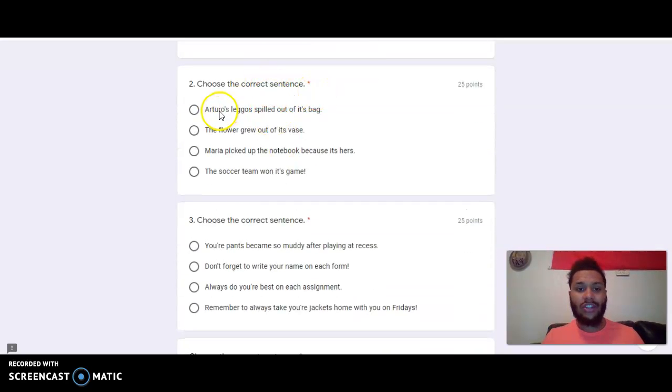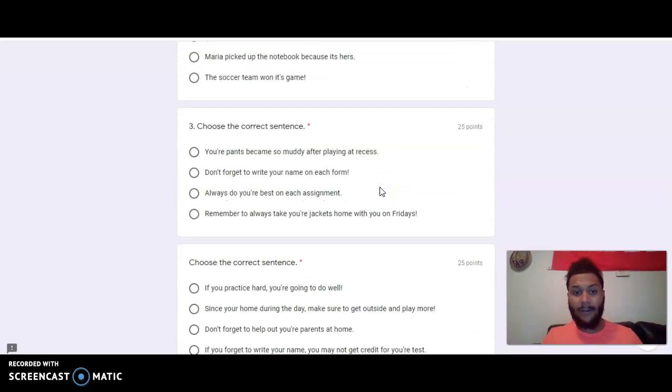Choose the correct sentence. Arturo's Legos spilled out of its bag. Did it spill out of it is bag? No way. The flower grew out of its vase. Did it grow out of it is vase? No. So that's a good answer so far. The flower grew out of its vase. Maria picked up the notebook because it's hers. What are we missing there? Well, we don't have an apostrophe because we need to know that it is hers. And then the soccer team won its game. Did the soccer team win it is game? No way, right? The flower grew out of its vase.